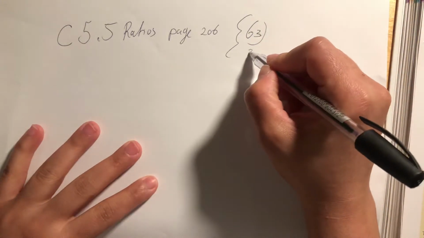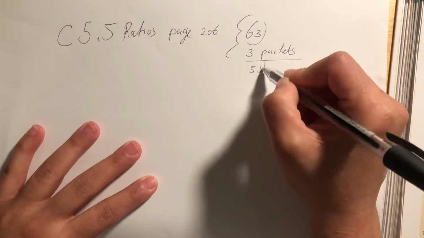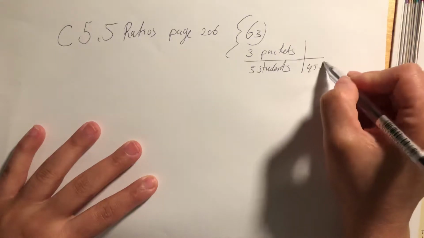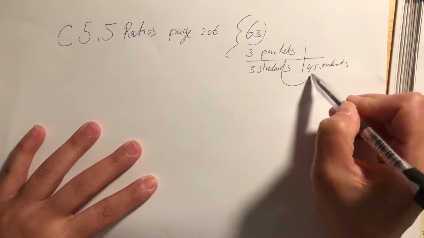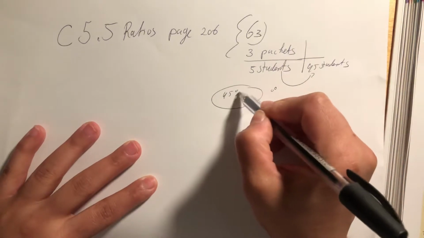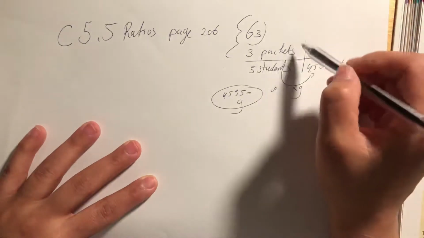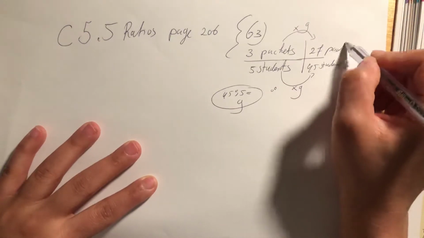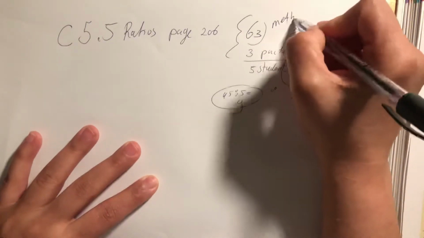So you can say 3 packets of crisps we need for 5 students. Now, how many do we need for 45 students? Then you look, 5 times what makes 45? Well, if you don't know that, you can do 45 divided by 5, and then you know that that is 9. So that is times 9. And then also you got to do 3 times 9, which makes 27 packets of crisps. So this is method 1.